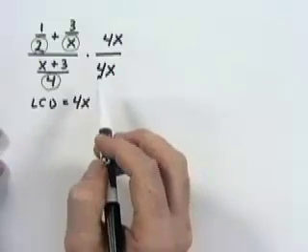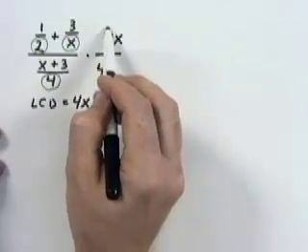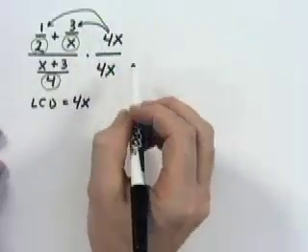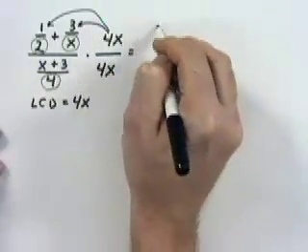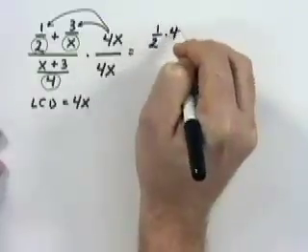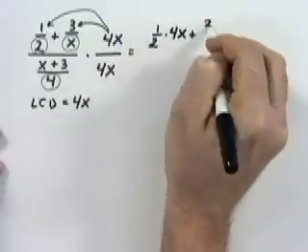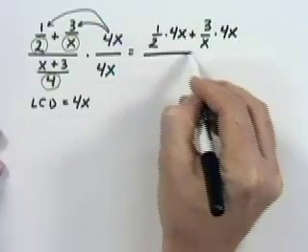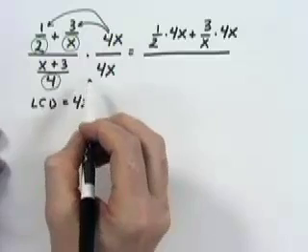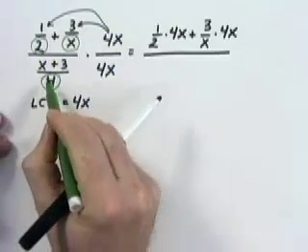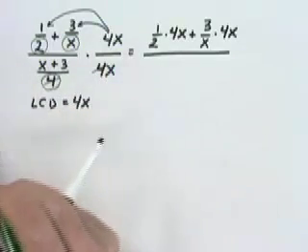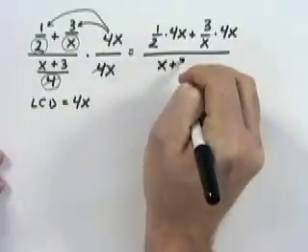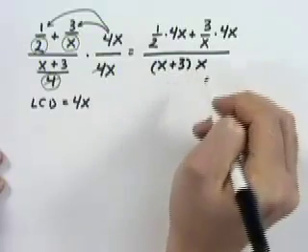Now the question becomes, why did I do that? Well, if I take this 4x and multiply it by 1/2, and then I take the 4x and multiply by 3 over x, watch what happens. I get 1/2 times 4x plus 3 over x times 4x. And in the denominator, we can immediately see one of the benefits of doing this, because the 4 here and the 4 in the 4x there are going to cancel, with the result giving me x plus 3 times x.